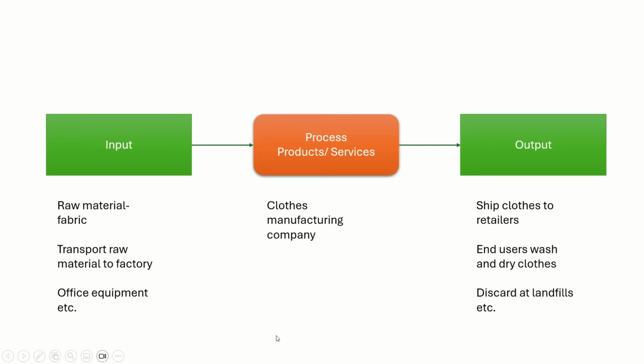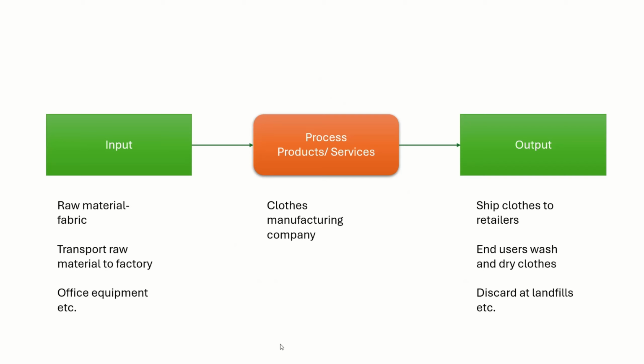Now let us say there is a company which manufactures clothes. Any process, as you know, always has inputs and outputs. This company requires raw material in order to produce the clothes. The supplier has to transport this raw material. Other things involved are the office equipment, the machinery, etc. These are what we call the inputs to the process.